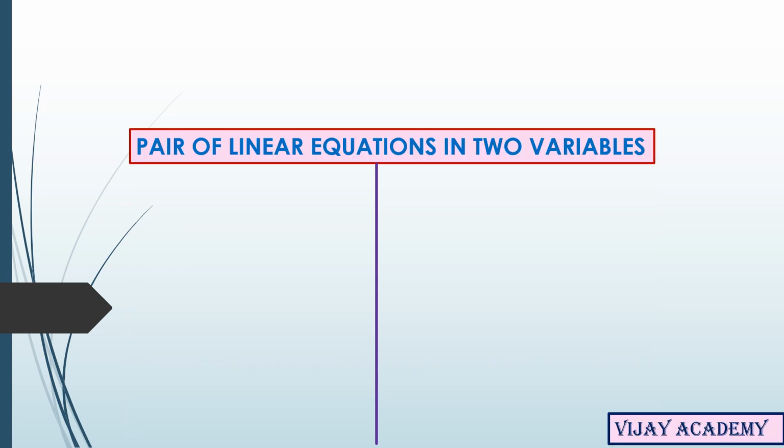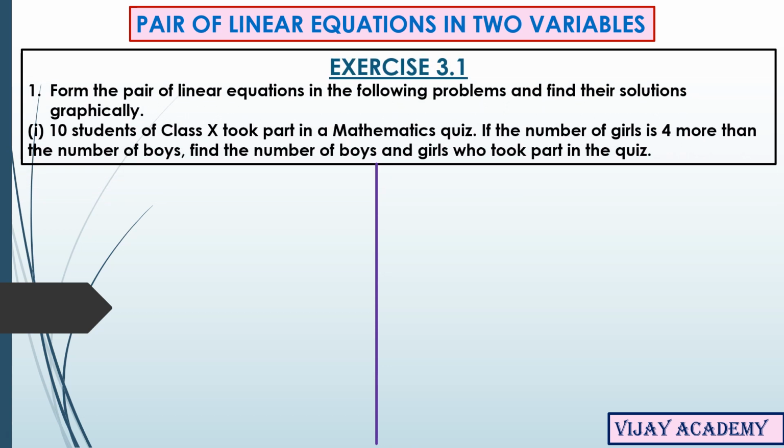So let me take exercise 3.1, first question: form the pair of linear equations in the following problems and find their solutions graphically. So first we are supposed to form the pair of linear equations and then we have to find their solutions graphically. Let me go to the first question. The question is: 10 students of class 10 took part in a mathematics quiz. If the number of girls is 4 more than the number of boys, find the number of boys and girls who took part in the quiz.